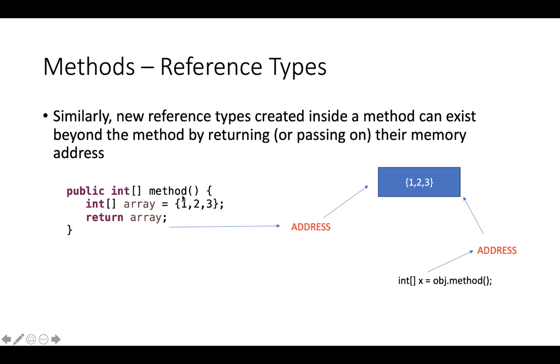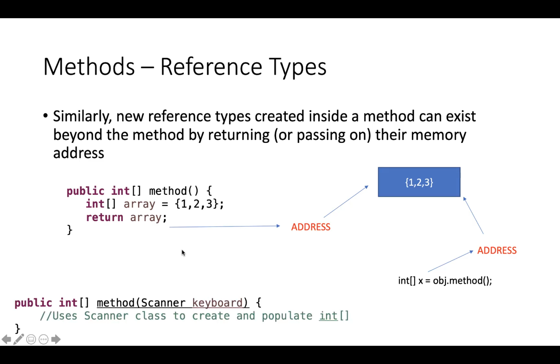arguments into a method, we typically pass in our scanner object. Here I have the same example, except it accepts a scanner object named keyboard as its parameter, and we could write code inside this method that uses that scanner class to create and populate an int array. We could ask the user to enter their size, read it in using keyboard.nextInt, create a new int array of that size, and then loop through to grab however many numbers we need to grab. This works for string arrays, double arrays, any kind of arrays that we want to get. So this is a very common application here.